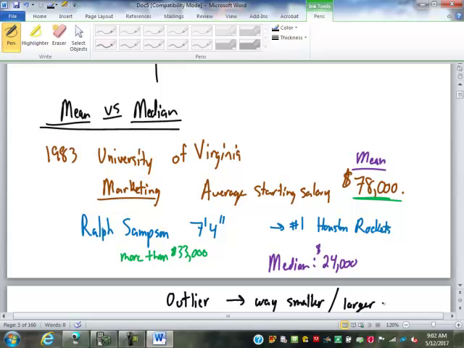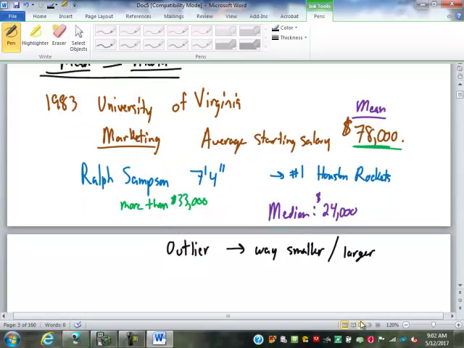Here, Mr. Sampson's salary was because he went to the NBA, and had nothing to do with him having a marketing degree from the University of Virginia. In fact, he would have made that same amount of money even if he hadn't graduated. But there are times where those extreme values are relevant. In the medical field, the outliers are a huge deal.